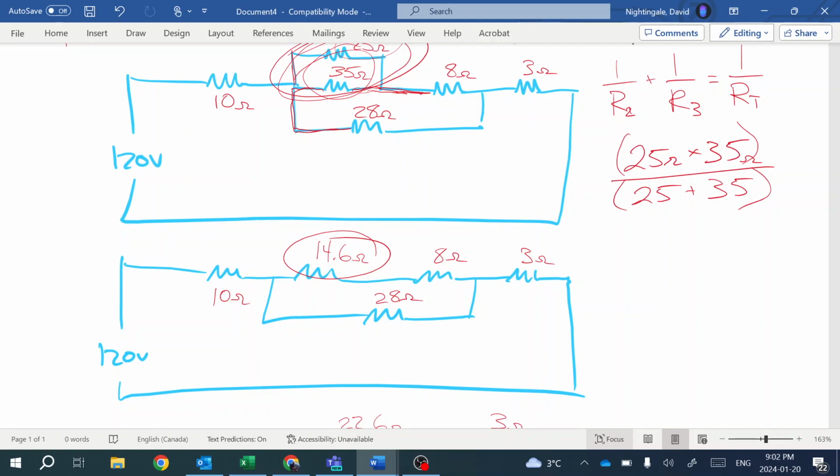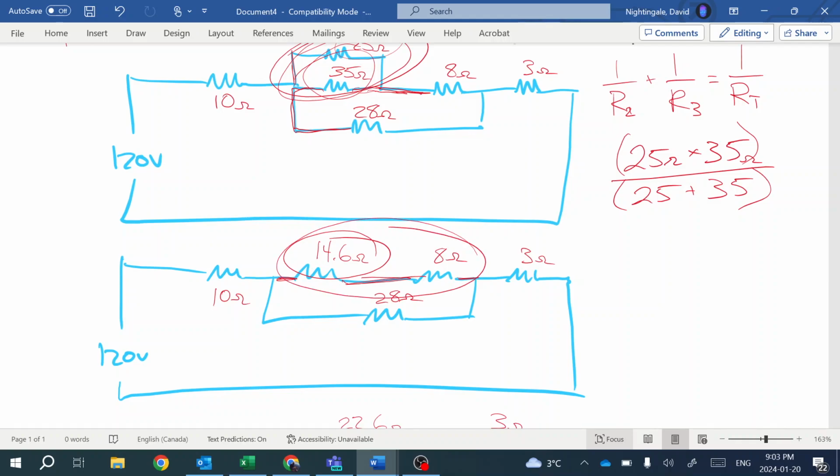All right, so now we come to the process of identifying what two resistors are in, or if there's any resistors, combination of one, two, or more, that are directly in parallel or directly in series. So in this case, there's none that are directly in parallel, but the 14.6 and the 8 ohm resistor are directly in series. And so we can condense those into one resistor.